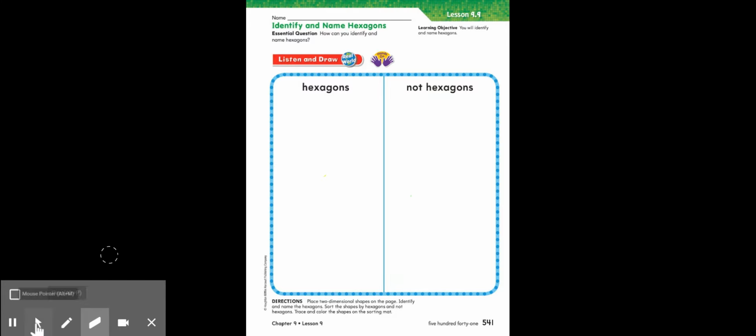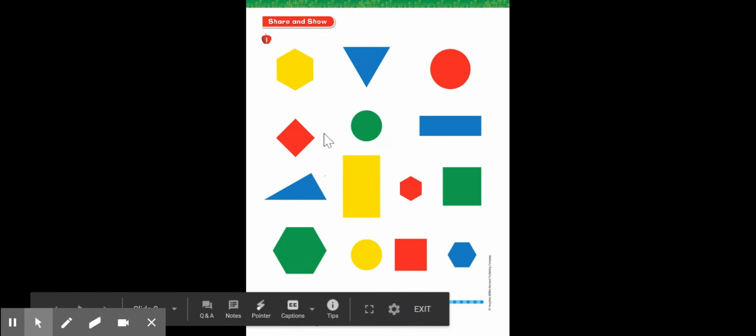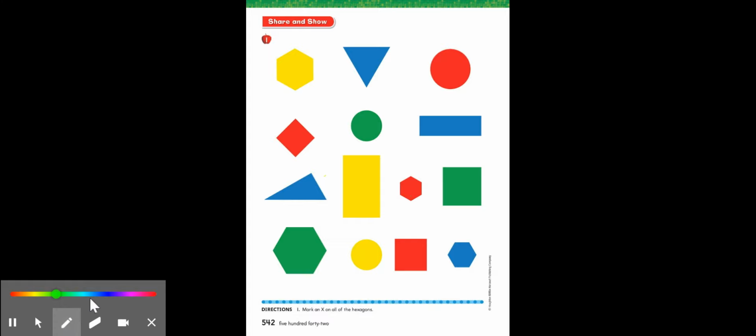Okay, on to our very next page, which will be so familiar to you. We're going on a hexagon scavenger hunt. So the most important thing you're looking for is to make sure your shape has 6 sides. Let's see. Does this look like a hexagon? 1, 2, 3. No, we can't give an X to that one. That's a triangle. It only has 3 sides.